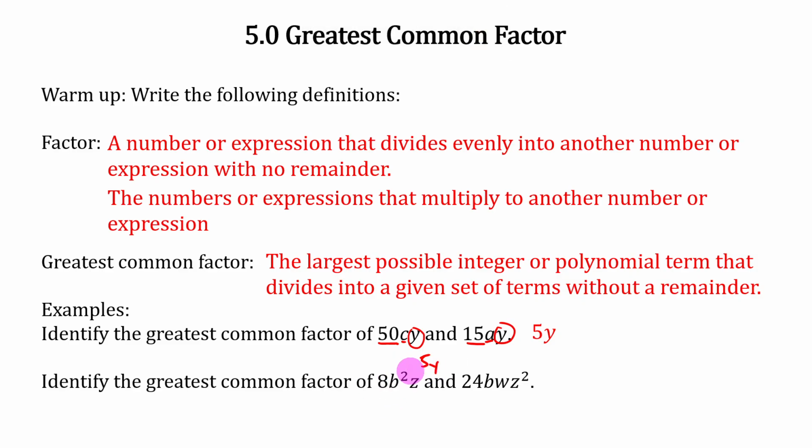The greatest common factor of 8b squared Z and 24b Z squared. You should try this one. Pause it here and check your answer. Okay, so try the 8b squared Z and 24b Z squared.